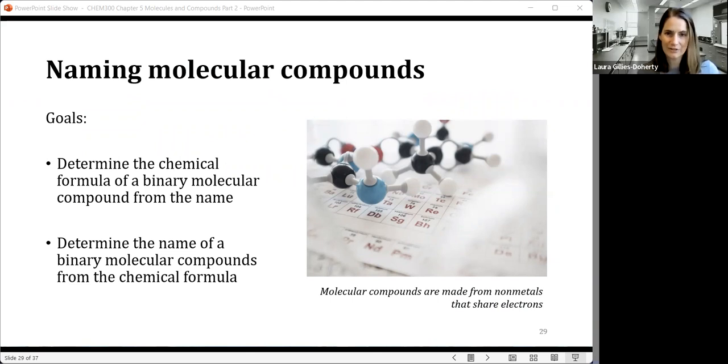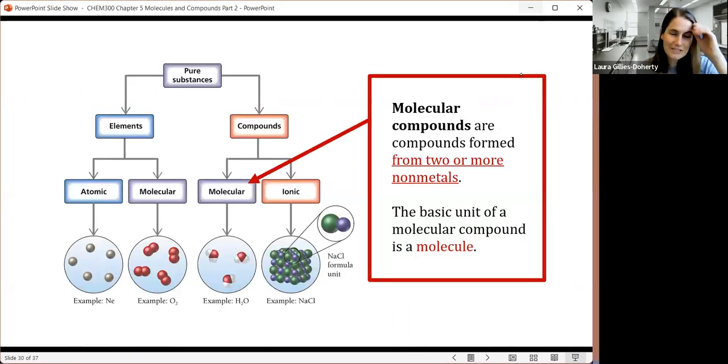In this image here, I put this one here to represent molecular compounds because molecular compounds are made from nonmetals that share electrons. And in our model kits, recently in the lab, we've been making models of covalent or molecular compounds that contain all nonmetals. So just a reminder of what molecular compounds are.